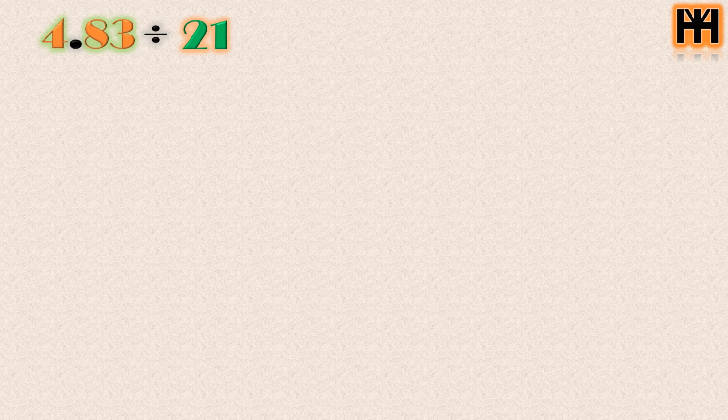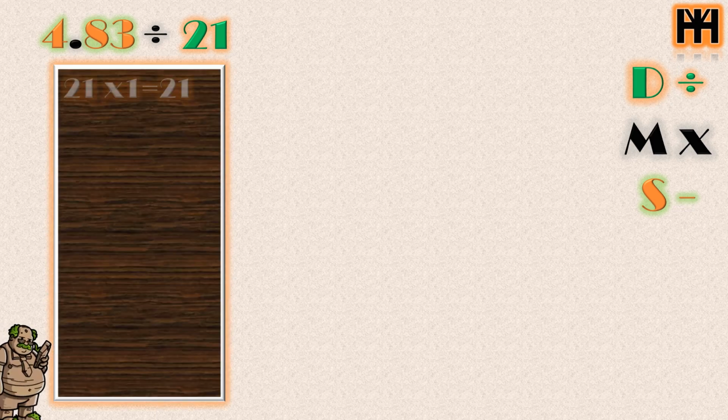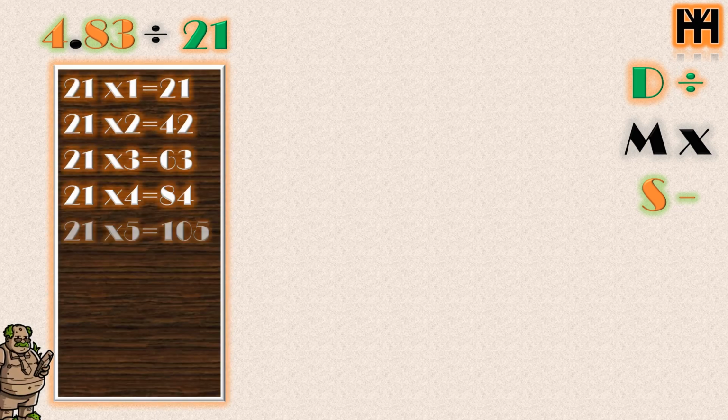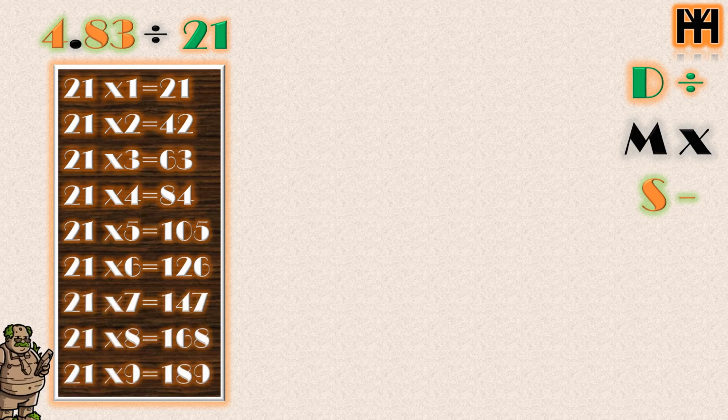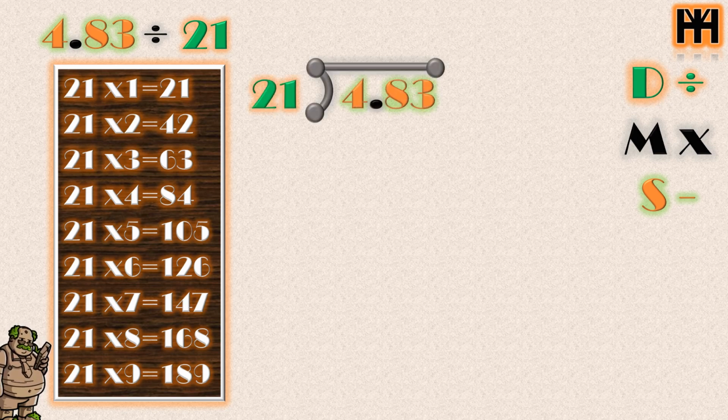Okay, now let's say we have 4.83 divide 21. Okay, remember our steps: divide, multiply, subtract, and repeat. But we must write a table for 21. So let's say 21 times 1 and so on to 21 times 9. No need to write 21 times 10. We all know it's 210. Okay, now put the 21 here and 4.83 here.